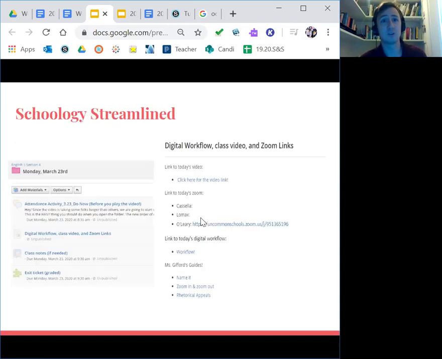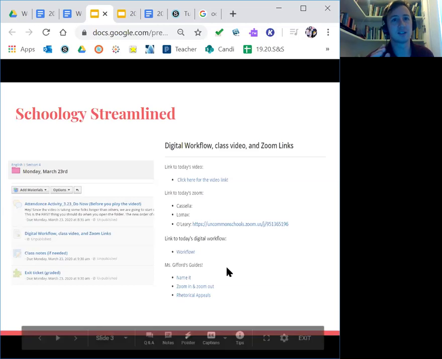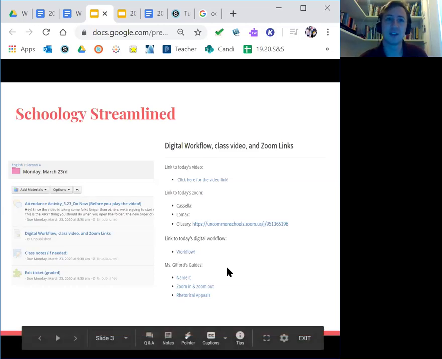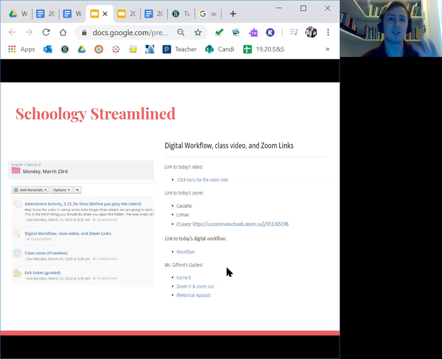Schoology streamlined, just so we're on the same page of how this is going to look. First, when you come in, I'll have the attendance, and then I have this new page called the Digital Workflow Class Video and Zoom Links. It's over here on the right in a snapshot. There were too many links, I was told, and it's just too much button clicking. This one page has everything that you need, and I'll update it frequently.